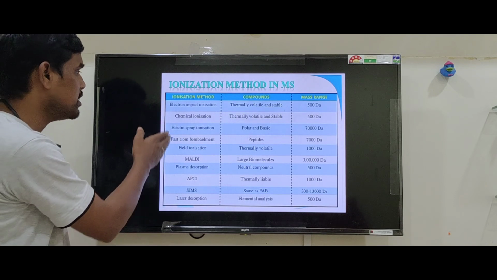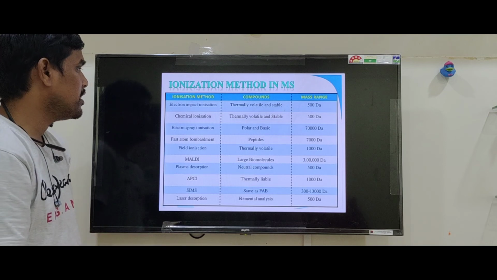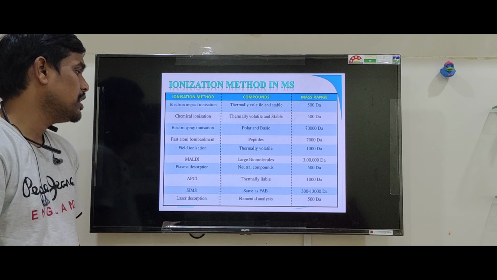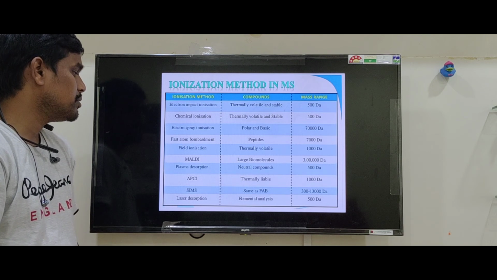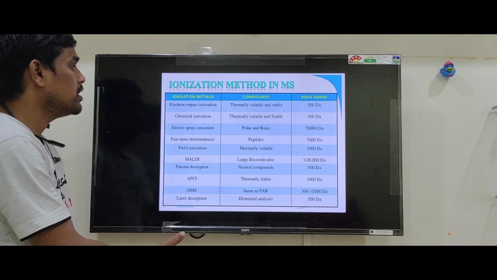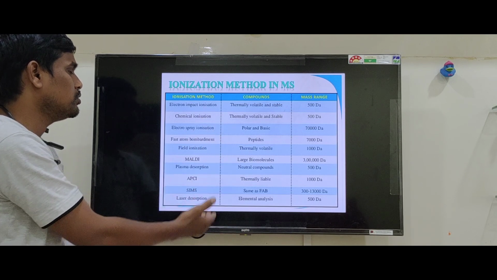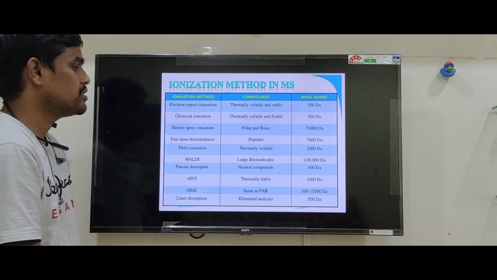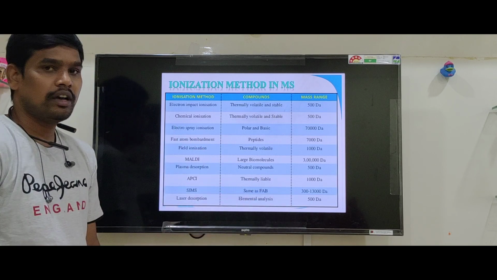These are the ionization methods: electron impact ionization, chemical ionization, electrospray ionization, fast atom bombardment ionization, field ionization, MALDI, plasma desorption, APCI, SIMS, and laser desorption. And we consider what type of compounds suit each ionization method, and similarly the mass range, based on which we can choose the type of ionization method.